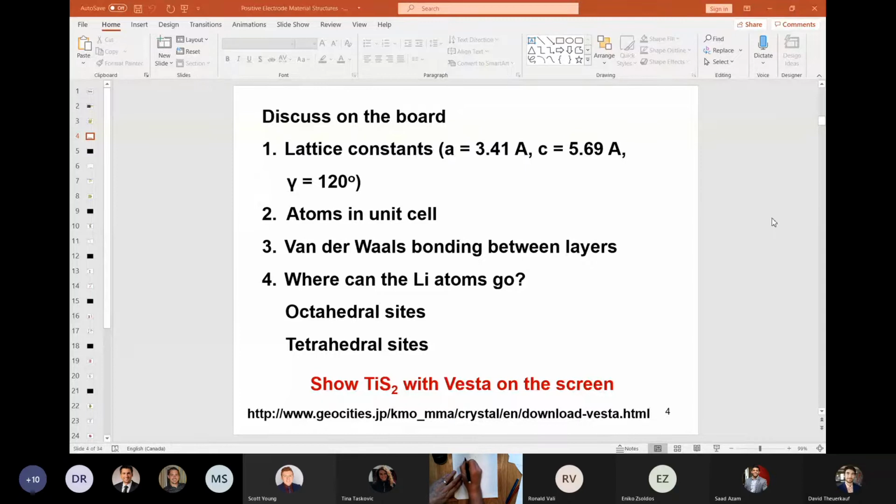It continues forever, and it has what are called lattice constants that describe the size, the spacing between these dots. These are at 120 degrees from one another, and they each have the same length, called A. You guys have to tell me when you can't see anything. So for titanium disulfide, A is equal to 3.41 angstroms.